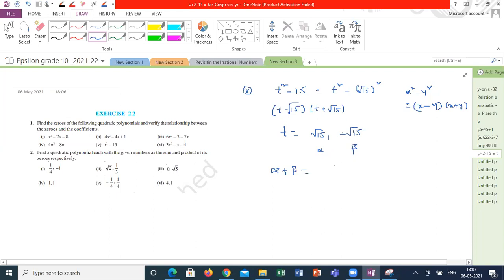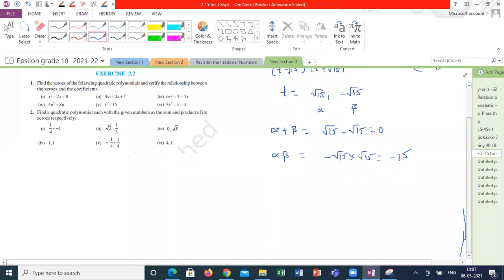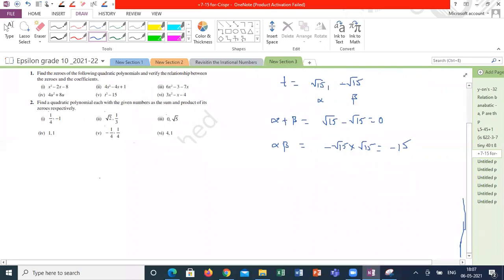Alpha plus beta is root 15 minus root 15, that is 0. Alpha into beta is minus root 15 into root 15, that is minus 15. Let's see, by the relation between zeros and coefficients of the polynomial, the given expression is t square minus 0t plus, minus 15, I can write.